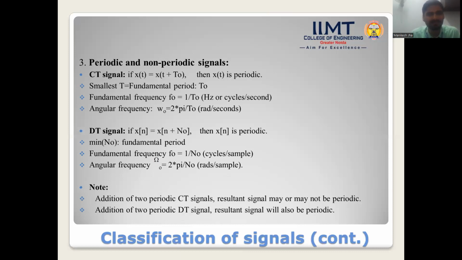From class 10th, we have studied this thing, periodic signals. This is the same as what we studied in earlier classes. We take one continuous time signal, x of t. If x of t equals x of t plus t naught, then x of t is periodic, where t naught is the fundamental period, represented in seconds. After t naught seconds, x of t starts repeating itself. Then we say that this is a periodic signal.